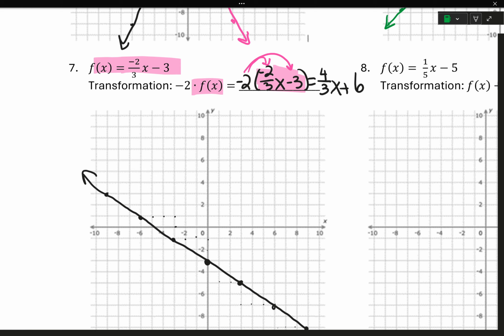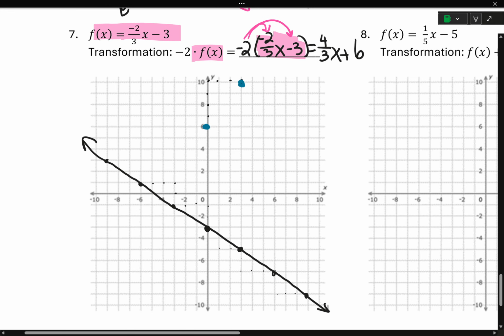All right, let's graph it. We're going to start at 6, and then our slope is 4 over 3, so we're going to go up 4 to the right 3. That's all you need. Go ahead and graph your line. I'm going to go backwards a little bit to make it a little nicer for mine. Now that's as good as I can get it.